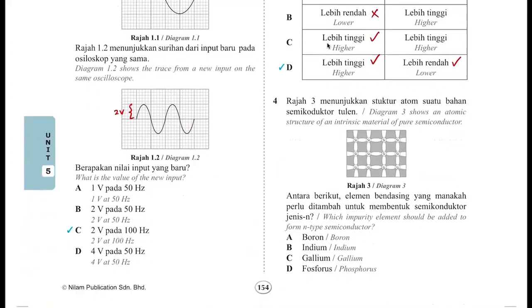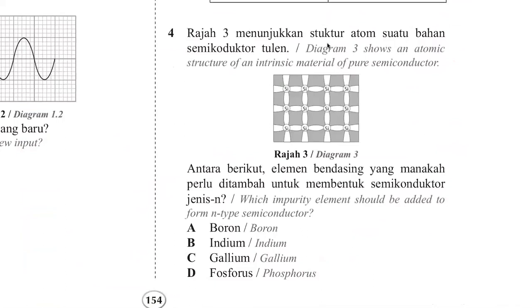Okay, next one, number 4. Diagram 3 shows an atomic structure of an intrinsic material of pure semiconductor. Now, pure semiconductor, we use either silicon or germanium. Both of these elements are in group number 4, meaning they have 4 valence electrons in the outer shell. So which impurity element should be added to form n-type semiconductor? N-type semiconductor. Mana satu?